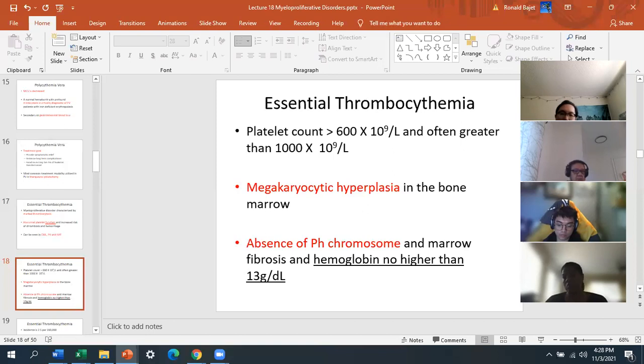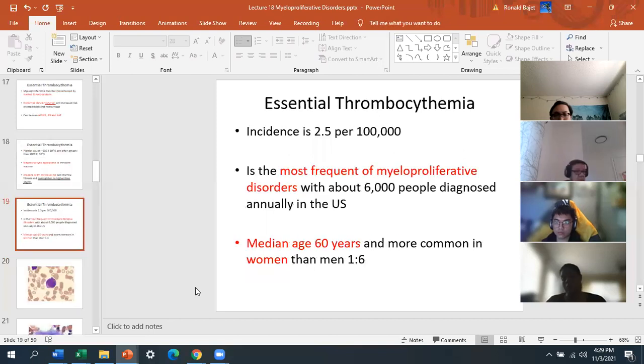Absence of the Philadelphia chromosome. Remember, I want you to know and memorize that the Philadelphia chromosome is only significant for CML. Okay, the Philadelphia chromosome is significant for diagnosing or identifying chronic myelogenous leukemia. Absence of the Philadelphia chromosome, myelofibrosis, and hemoglobin no higher than 13. Okay, so the patient can be anemic, but the marrow can also be fibrotic. That's part of the 4 conditions of myeloproliferative disorders. Remember, in idiopathic myelofibrosis you have a fibrotic marrow.